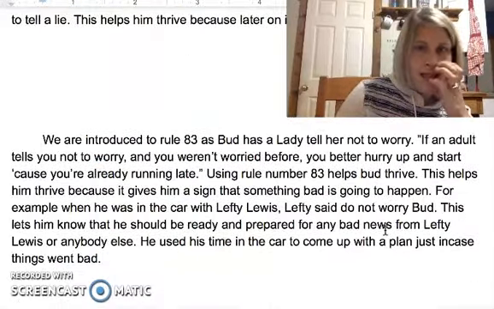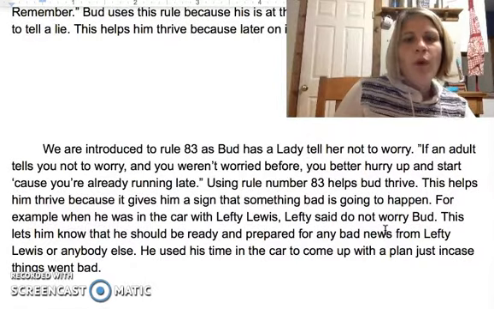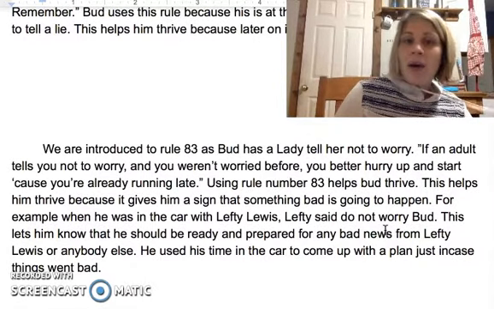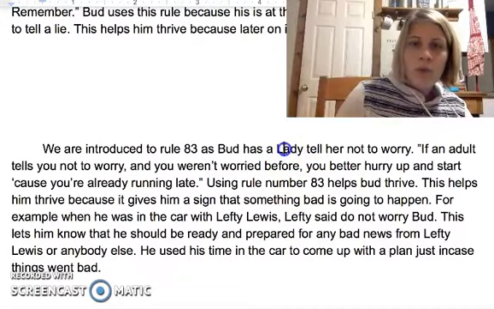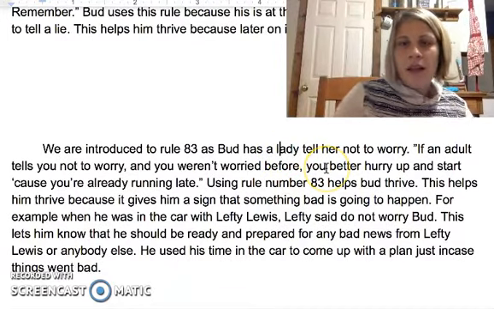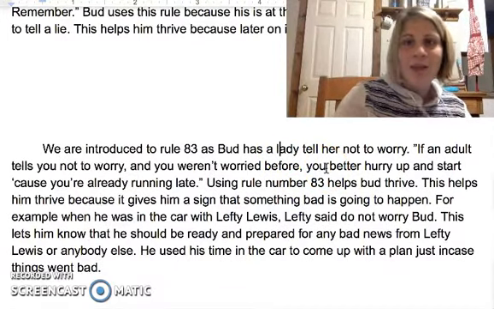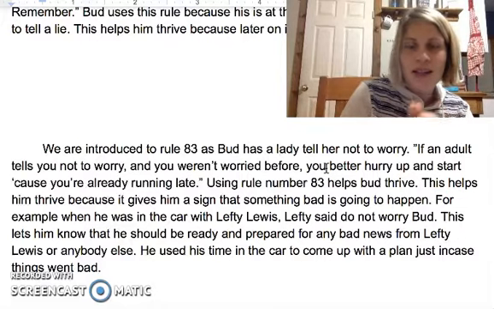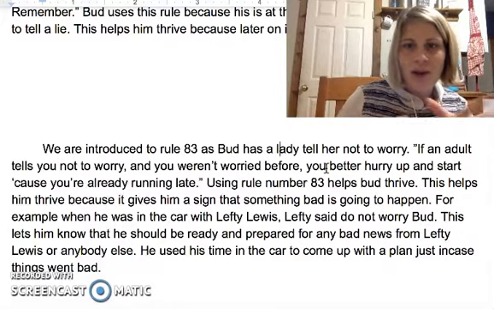All right, here's my last example for you to look at. We are introduced to Rule 83 as Bud has a lady. I'm only correcting some of the problems in capitalization, punctuation, and grammar here. Whoever's essays these are, you will want to go back and reread these because there's a lot of grammatical mistakes throughout your essays.